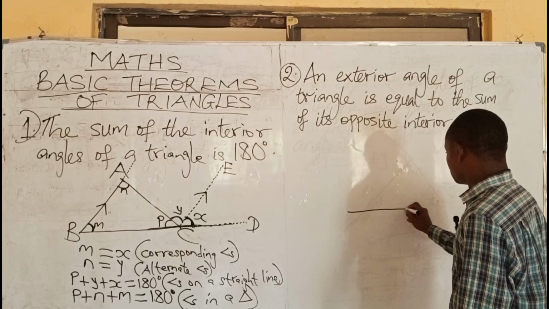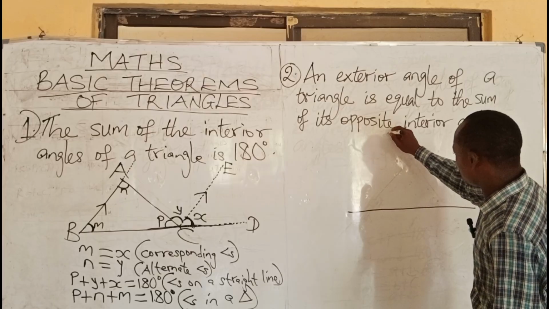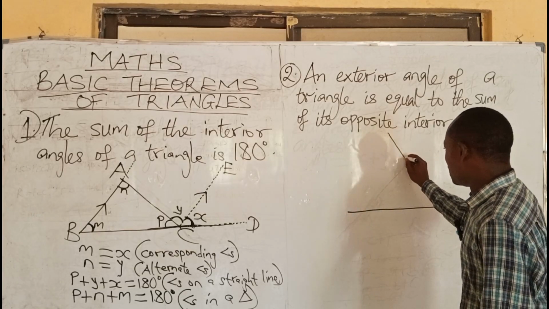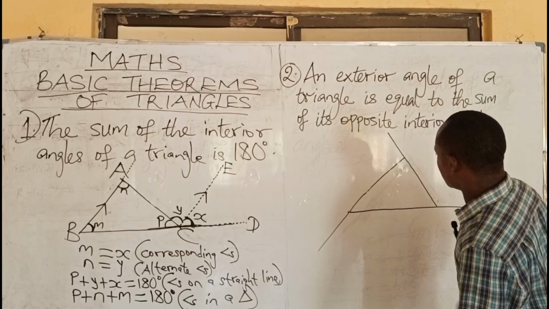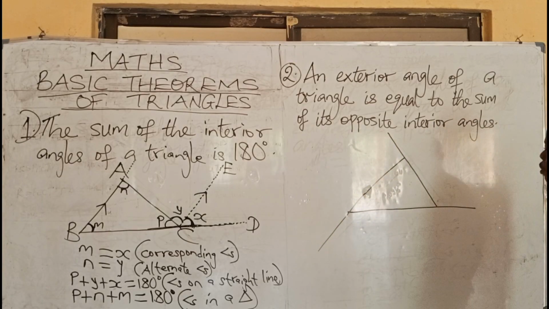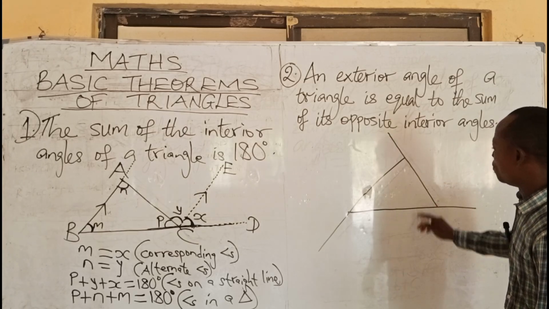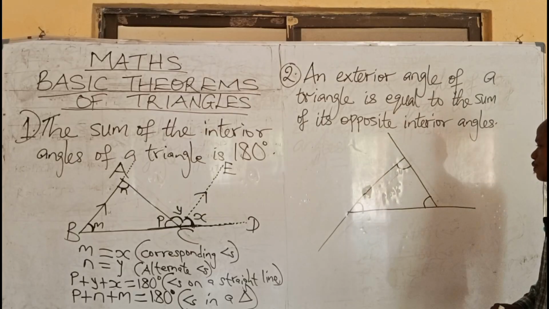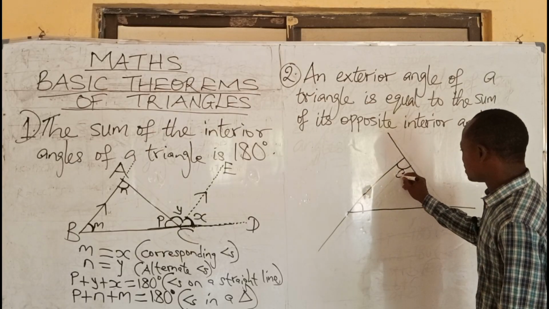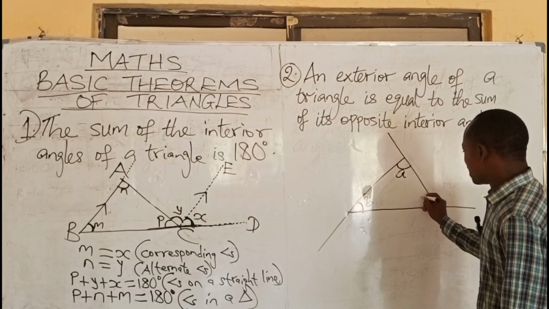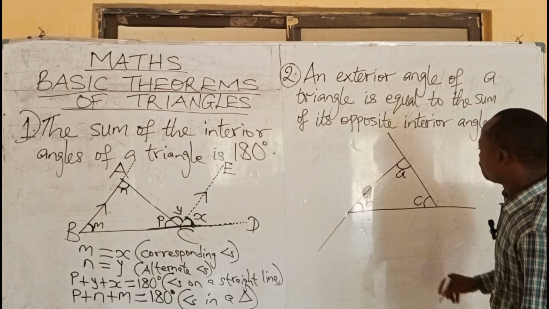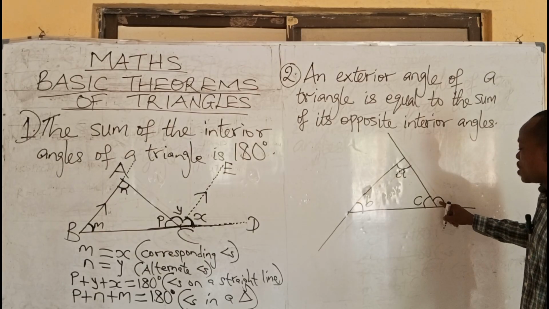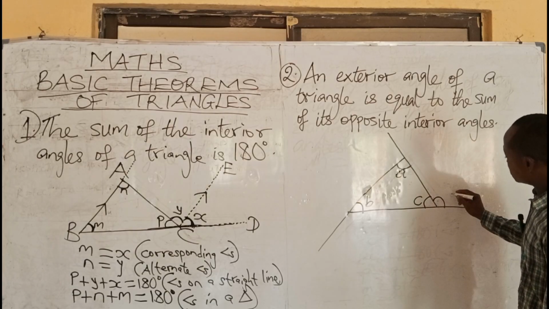Let's assume we have something like this, a straight line like this, another straight line like this, and then another straight line like this. Now, we have three straight lines here. Now, we have a triangle being formed here, and these are the interior angles of the triangle. Let me label the interior angles as A, B, and C. Now, here is an exterior angle of the triangle. I will label it, let's say, X.